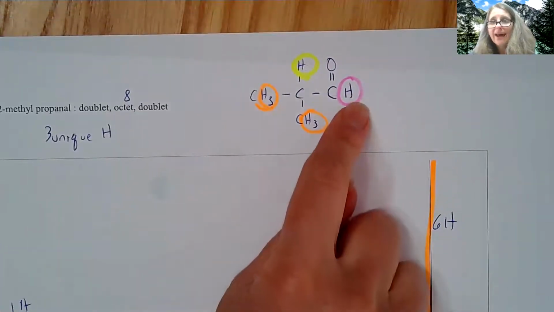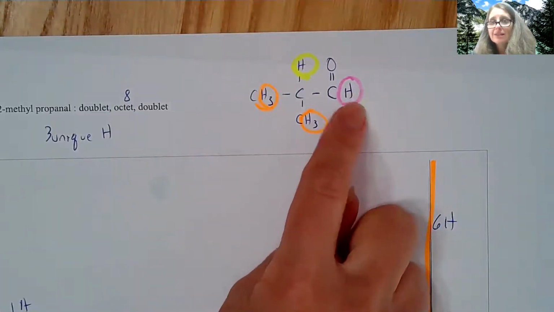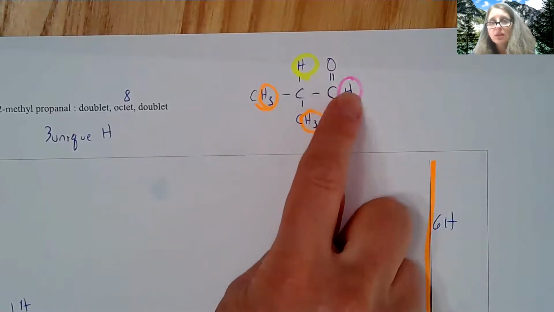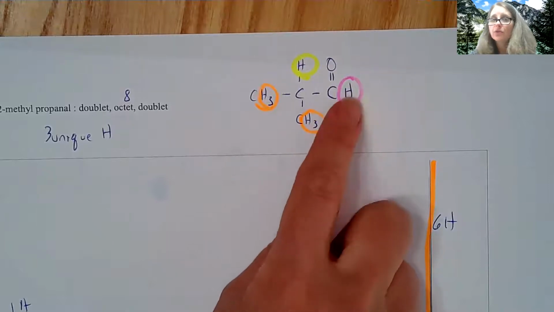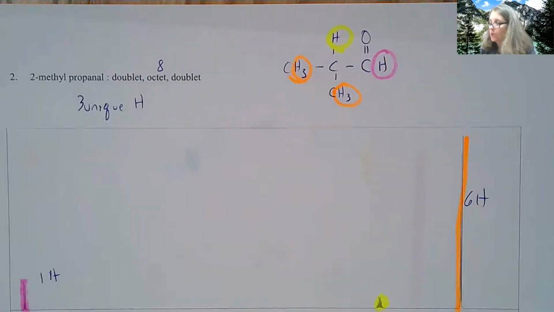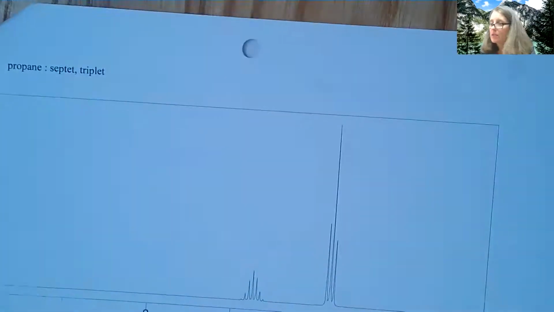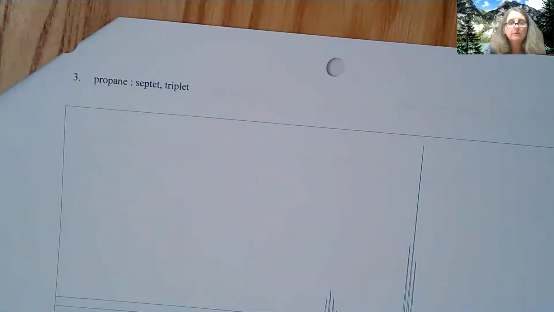Now please note, with aldehydes, this hydrogen is not blocked by this oxygen. This hydrogen sees neighbors. So this is different than the alcohols. So this hydrogen will split and will be affected. All right, so see if you could try propane.